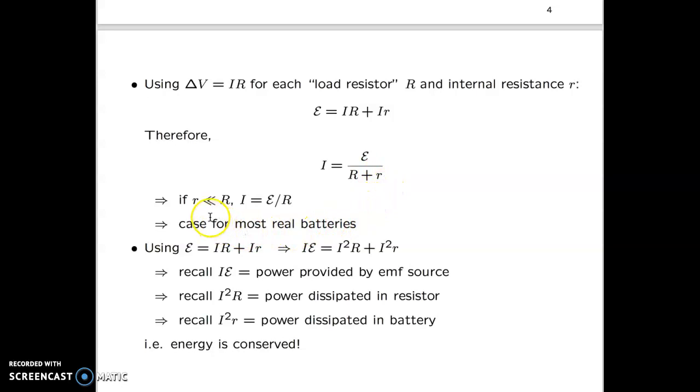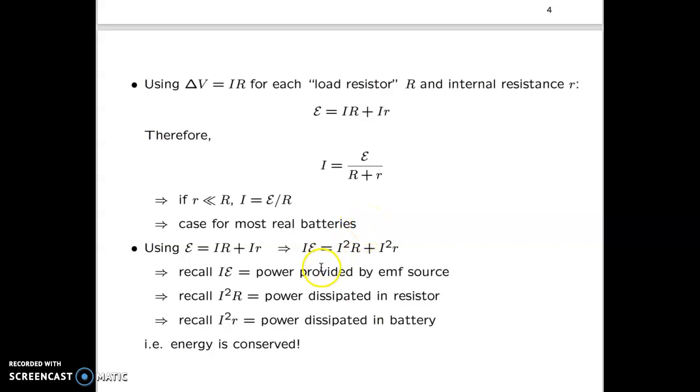Typically, if the internal resistance is small in comparison to the real resistor in the circuit, you can neglect it, and so I will just be equal to E divided by big R. You can ignore little r if it's small compared to big R. This is often the case for real batteries.